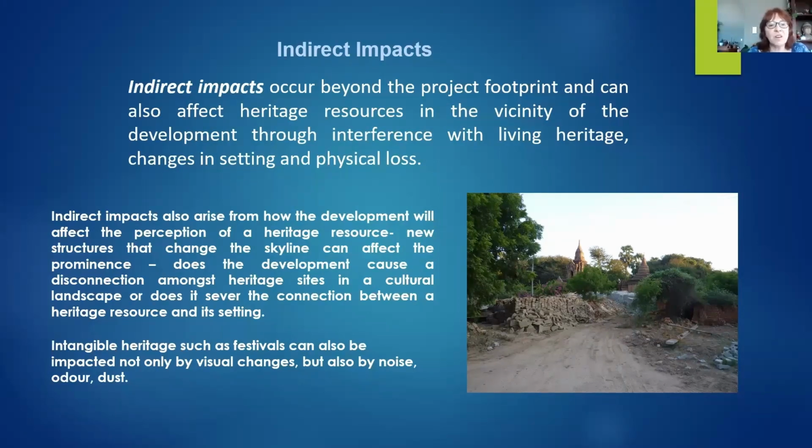Also, does the development cause a disconnection amongst heritage sites in a cultural landscape, or does it sever a connection between a heritage resource and its setting? These are all things we have to keep in mind when we're looking at indirect impacts. As well, we must always remember that we have to look at intangible heritage. As an example, festivals. They can be affected not only by visual change, but if, for instance, there is construction during a festival, it could also be affected by noise, odor, and dust. So these all have to be kept in mind as well.